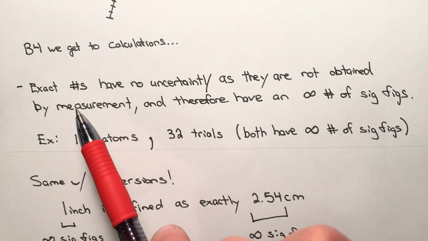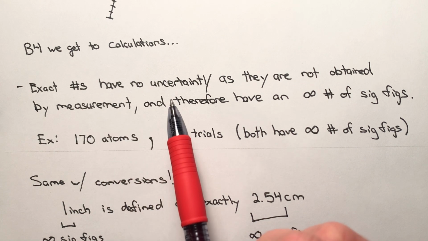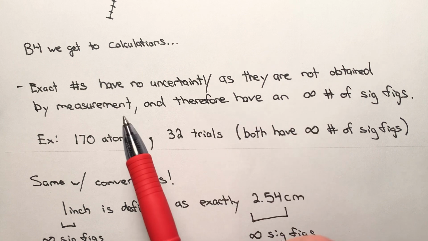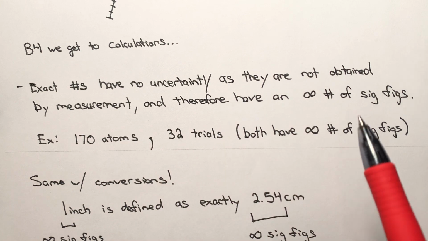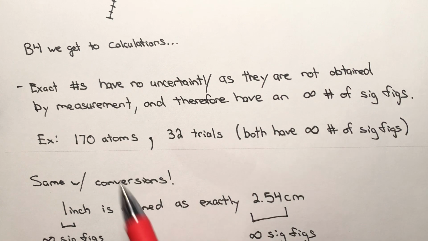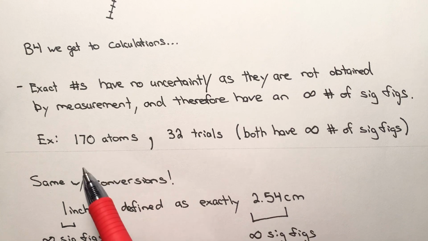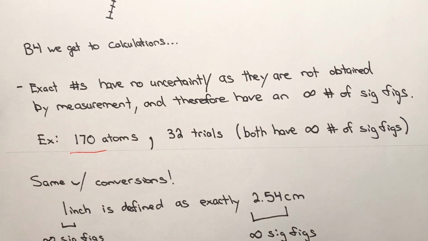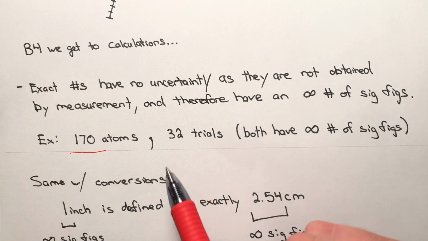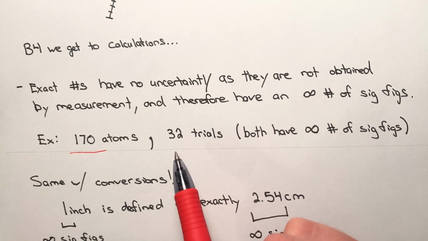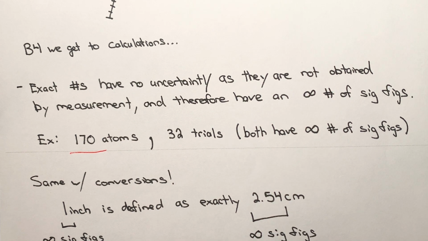So here we say that exact numbers have no uncertainty, as they're not obtained by measurement, and therefore have an infinite number of significant figures. If somehow we were to isolate 170 atoms, 170 would not limit us as far as our calculations go, and we'll see that here in a moment. Same with 32 trials. If we were trying to find the rate of a reaction over the course of 32 trials, and we were doing averages, 32 would not limit us, okay? So again, it's a number obtained by counting.